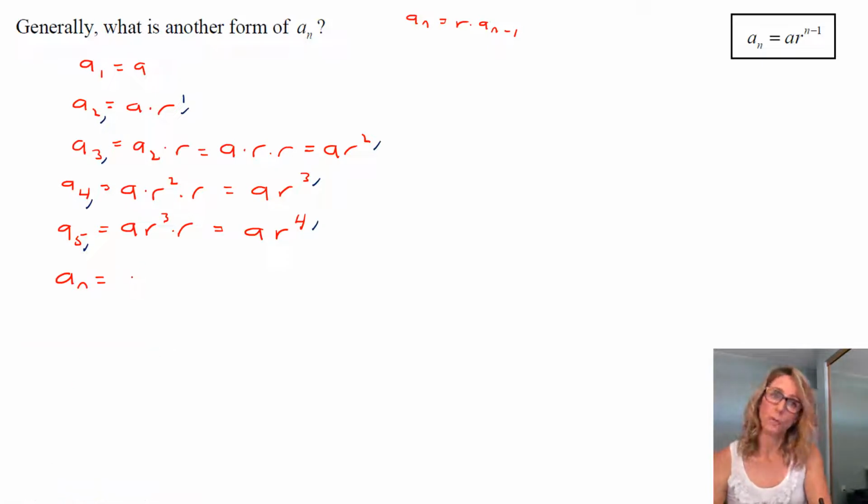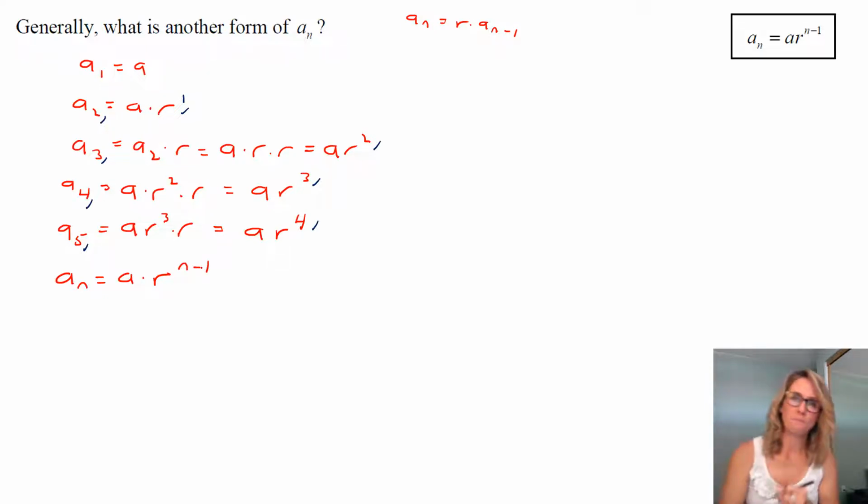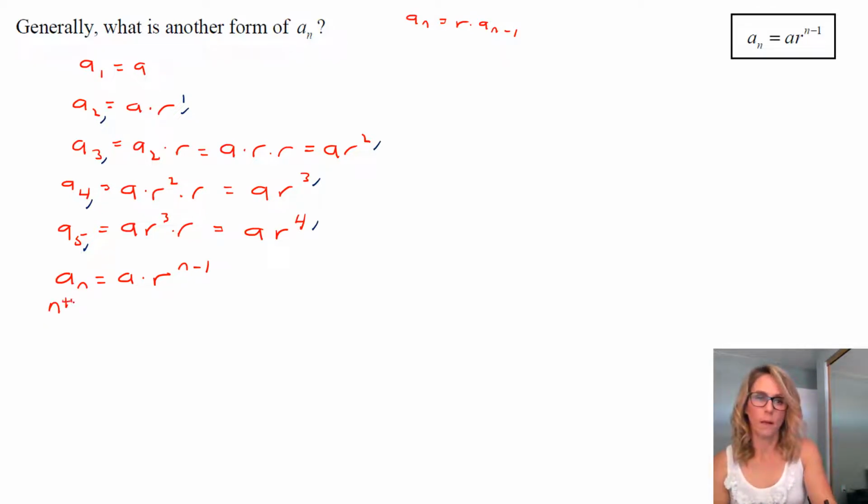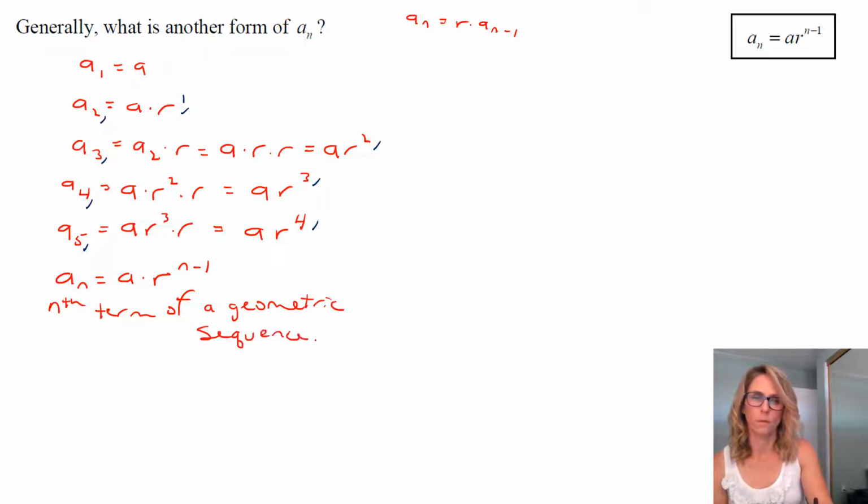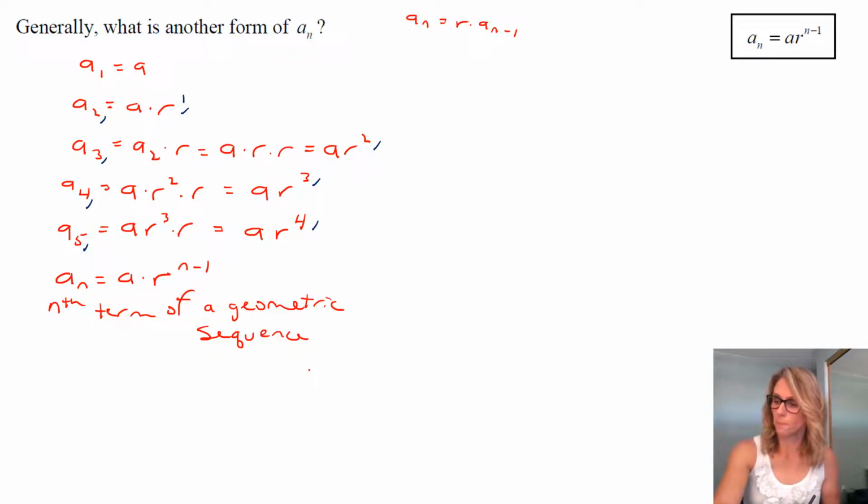So we can see that it's one less than whatever we're trying to find. If we wanted to write a general form, we would say a times r to the whatever our value is, but we would need to subtract 1. So that's another way to find your a sub n, which again means we don't need that previous term, a sub n minus 1. We don't need it now. So this is just the nth term of a geometric sequence. And we'll see what that looks like.